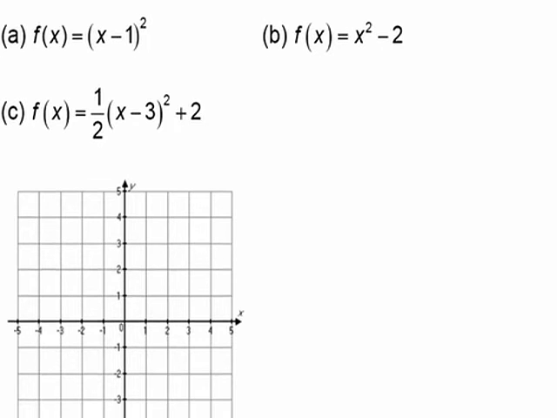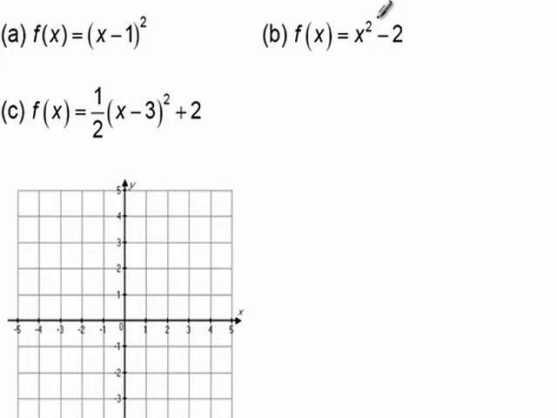Part B, we have f of x equals x squared minus 2, and the effect of this minus 2 will be to move all of the points of x squared down 2 units. So what would that graph look like?